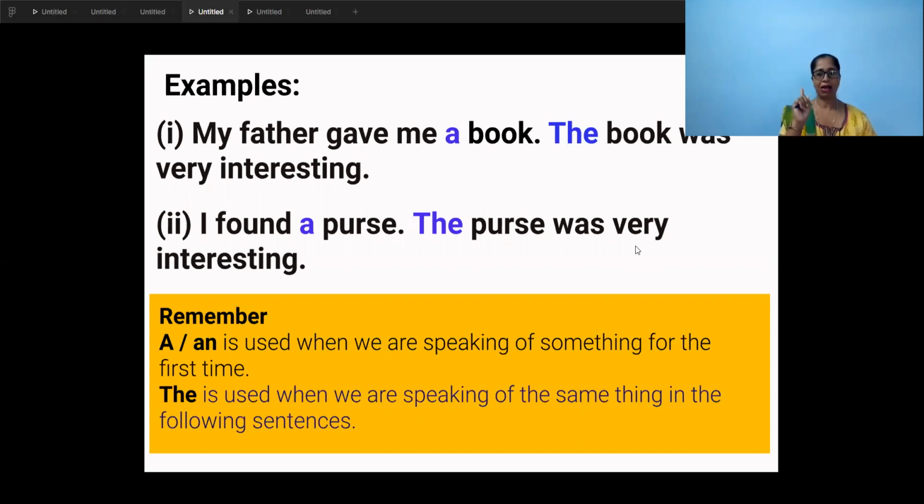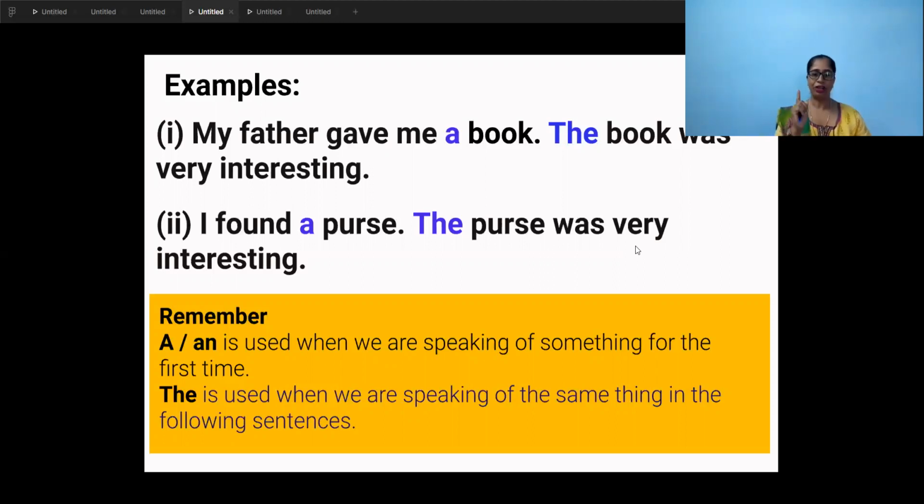Book के बारे में पहली बार बात कर रही हूँ. I'm talking about the book for the first time. So I mention it as my father gave me a book. Now, in the following sentence, उसके बाद वाले sentence में, I'm referring to that particular book which I have already mentioned. So I will use the article the book. The book was very interesting.